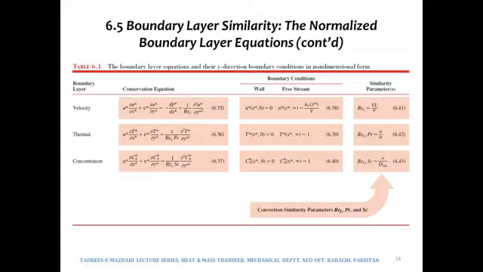We are not discussing the concentration equation because we have not considered the concentration boundary layer as yet. We would be discussing it when we learn the topic of mass transfer. So this is 6.35 and this is 6.36. Kindly note that both these equations will come into frequent discussion in a bit.